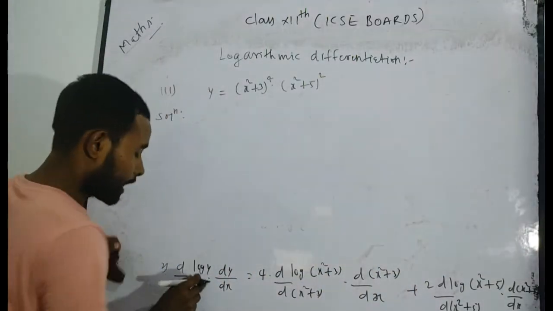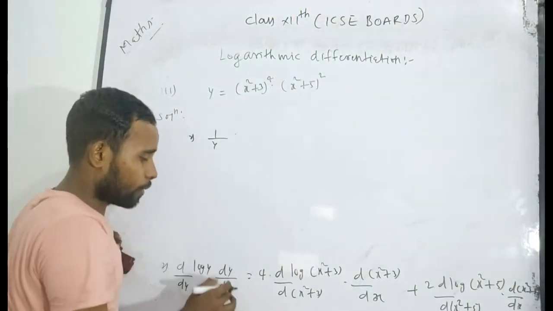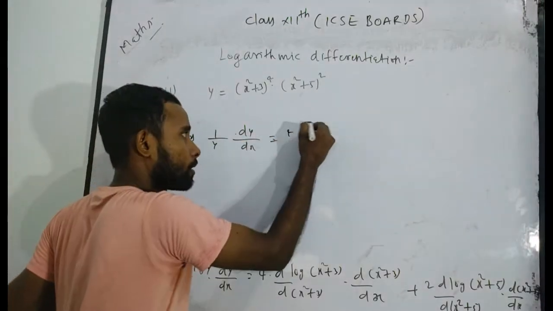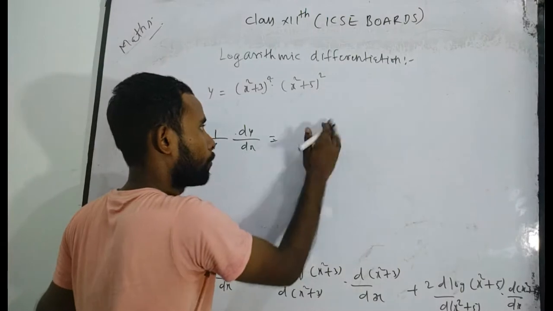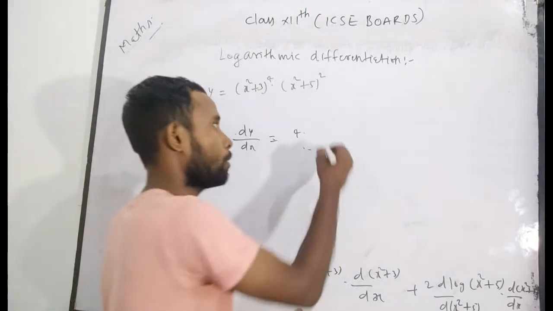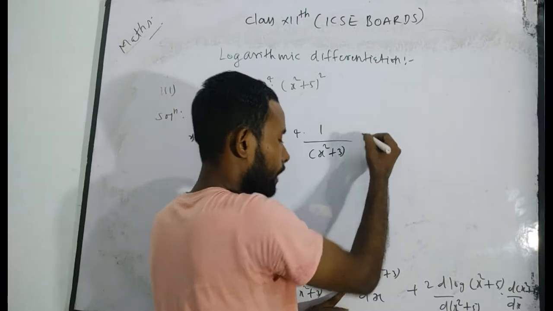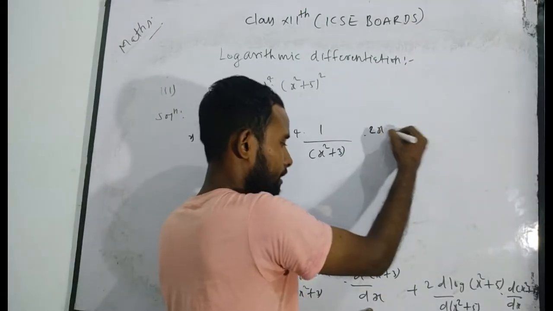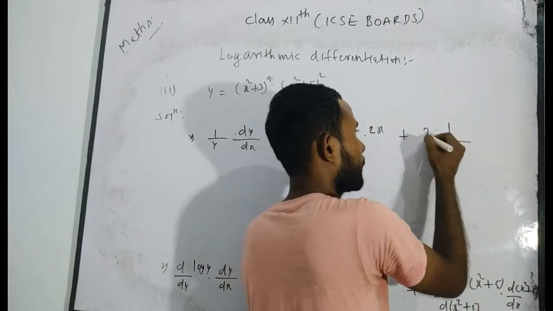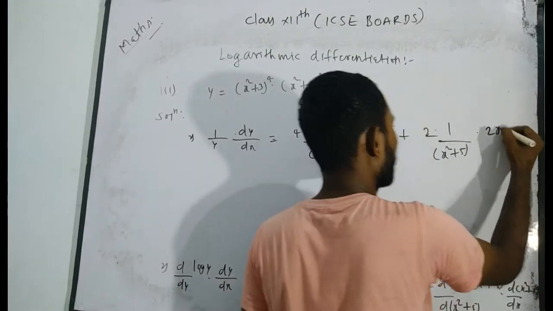After writing this part, the derivative of log y with respect to y will be 1 upon y, so you will write here 1 upon y into dy by dx, which will be 4 times the derivative of log (x square plus 3) with respect to (x square plus 3), which is 1 upon x square plus 3, into the derivative of x square plus 3 with respect to x, which is 2x, plus 2 times the derivative of log (x square plus 5) with respect to (x square plus 5), which is 1 upon x square plus 5, into the derivative of x square plus 5 with respect to x, which is 2x.